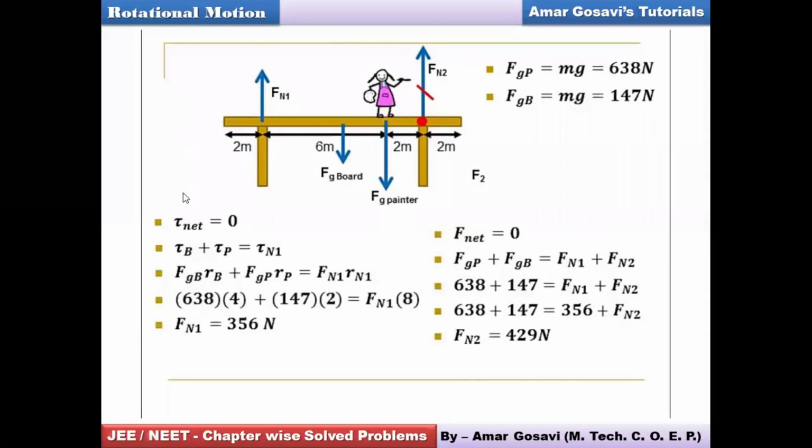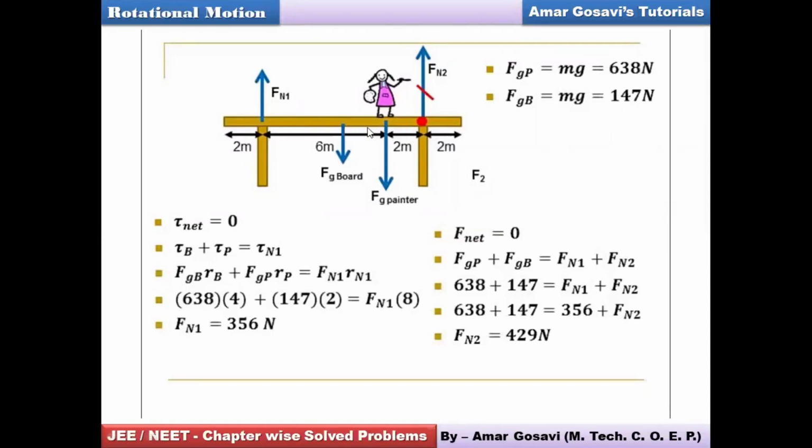The first thing is we are going to apply the condition of rotational equilibrium. So tau net should be 0. Now, the torque exerted by the board plus the torque exerted by the painter should be equal to the torque exerted by the first force N1, if you take the moments about this point, the second support. You can see the red dot over here. Now, the torque exerted by the board can be written as Fg board multiplied by the distance of this force from this red dot.